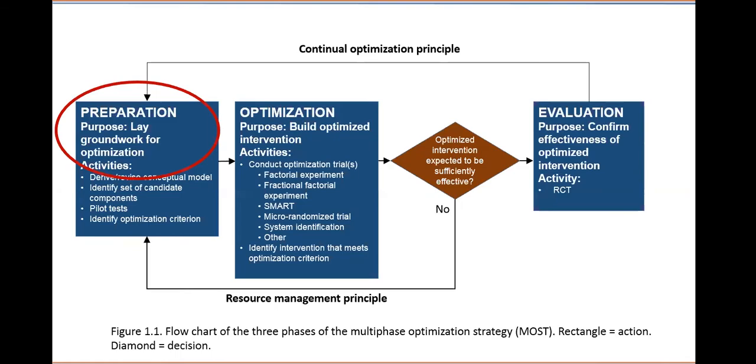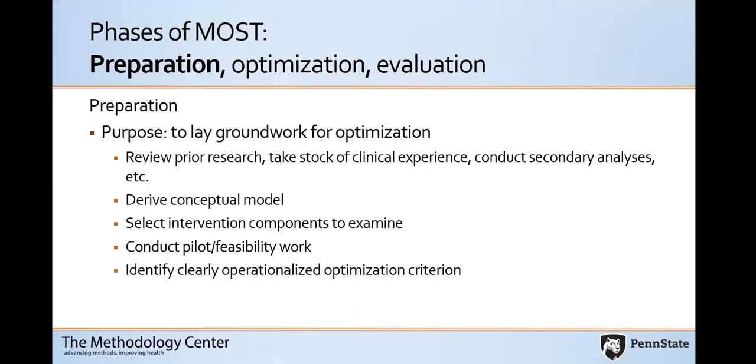So let's start with the preparation phase. As we said, the preparation phase is the first phase, and its purpose is to lay the groundwork for optimization. So one important activity here is to review any prior research in the area, to take stock of whatever clinical experience the investigators may have, to conduct any secondary analyses that would be helpful, et cetera. Everything that you already do as an intervention scientist to lay the groundwork for developing an intervention is done right here in the preparation phase.